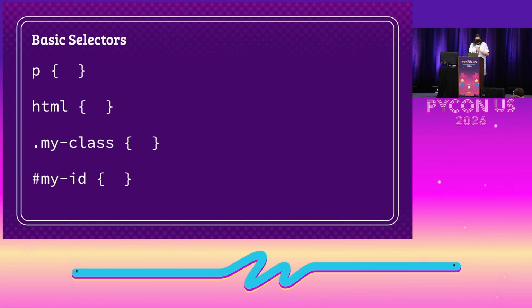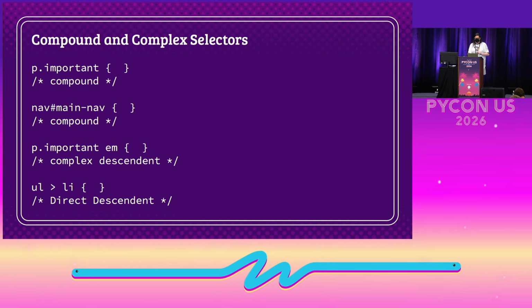Yeah, so there's our basic selectors. The next step up, we get into compound and complex selectors. Compound selectors are pretty simple. You take any number of basic selectors and you combine them. So p.important is a paragraph element with an important class on it. Or in this case, our second example is also a compound. That is a nav with a main nav ID. That's pretty much all it takes to understand compound selectors.